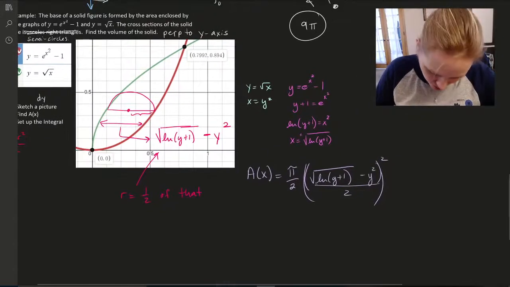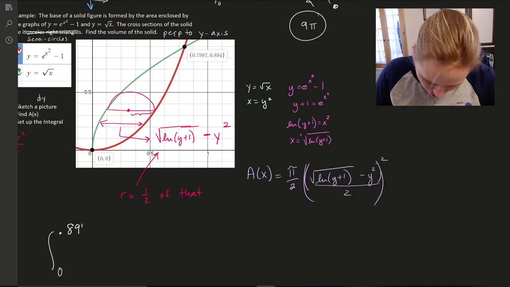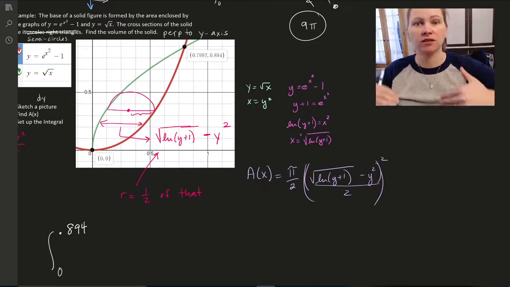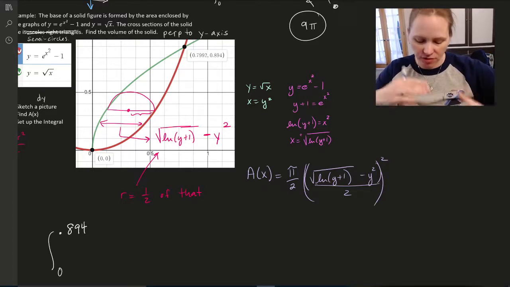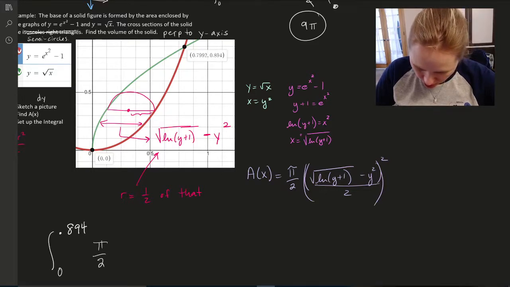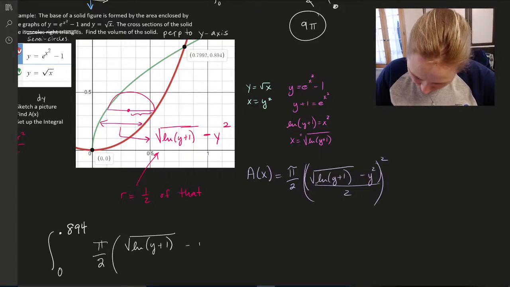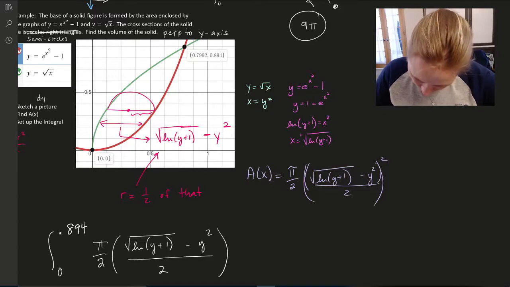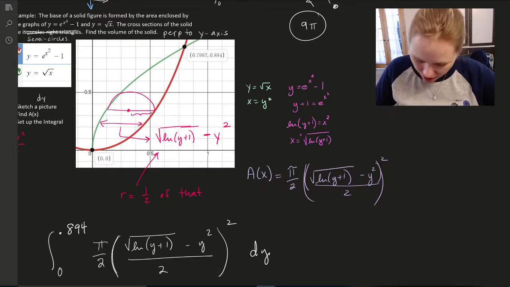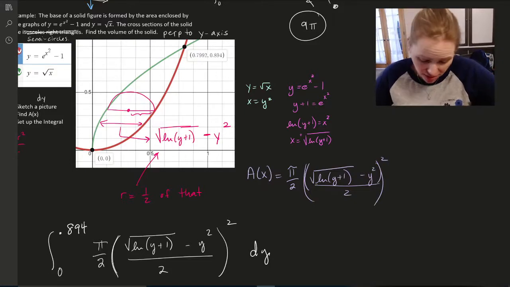When I set up my integral, I'm going to integrate from 0 to 0.894. So I have to go from y to y, so you have to use your y coordinate. Now it's the area function, so pi over 2 times the radius squared. Make sure everything in the radius gets squared. Wrap the entire thing up. So pi over 2 radius squared dy. There's my setup, and if I punch that into my calculator, I should get the answer that I want.